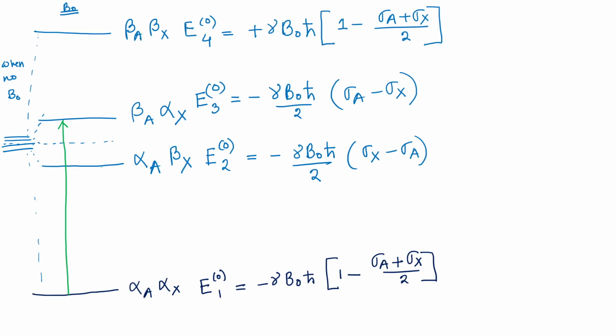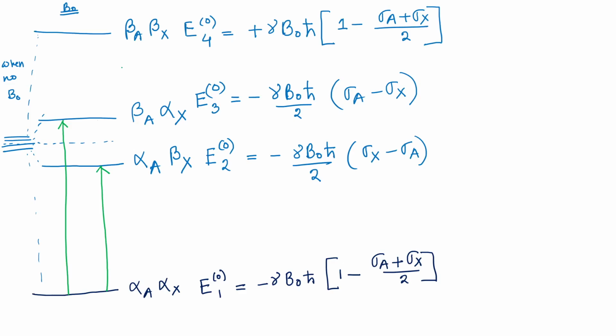Alpha A beta x to alpha A alpha x, is this possible? Yes, this is also possible. Is it possible from alpha A alpha x to beta A beta x? No, no. Why not? For a single photon, two spin flips are not possible.